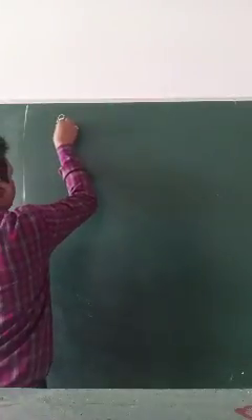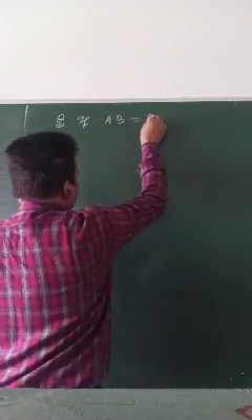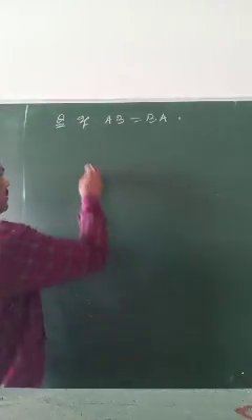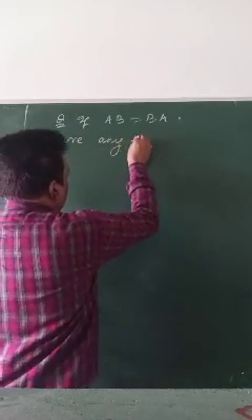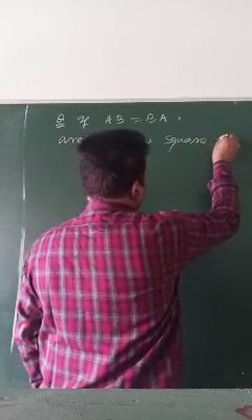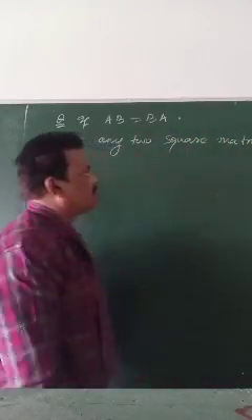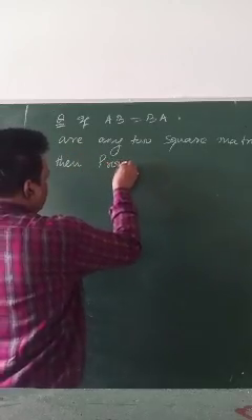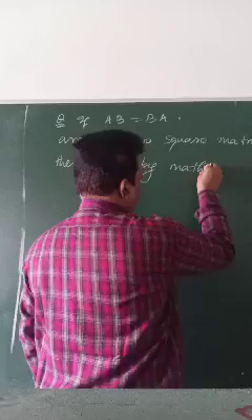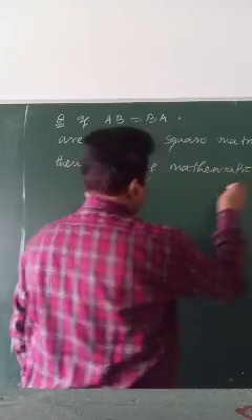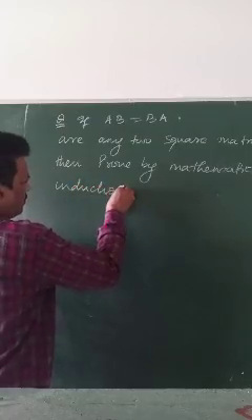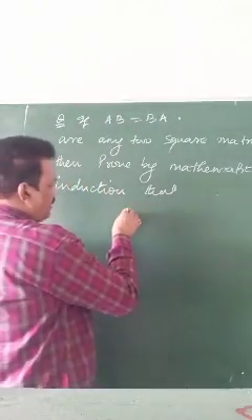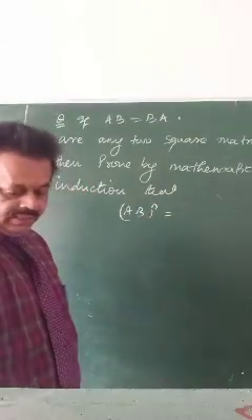Question is, if AB equals BA for any two square matrices, then prove by mathematical induction that (AB)^n equals A^n B^n.